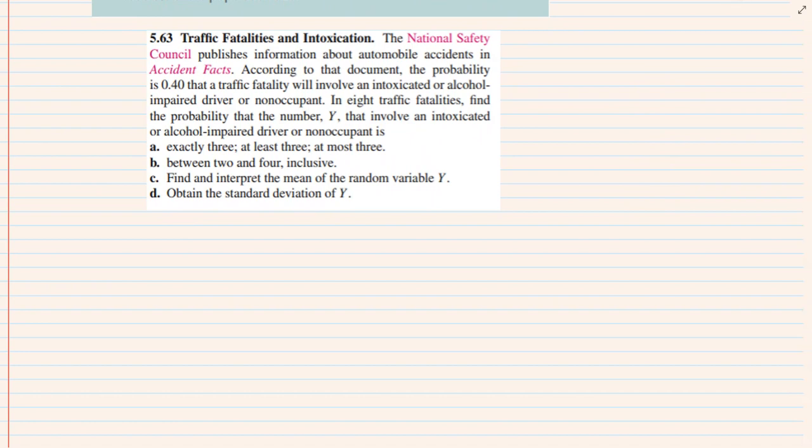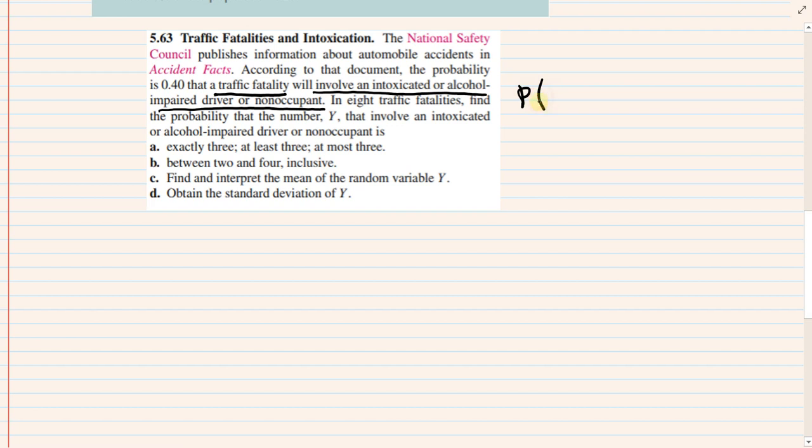So let's take a look at this example. In this example, we have traffic fatalities and intoxication. The question reads: the National Council publishes information about automobile accidents in Accident Facts. According to that document, the probability is 0.4 that a traffic fatality will involve an intoxicated or alcohol-impaired driver or non-occupant. So there you go. This is your success. We're talking about a traffic fatality. That's not a good thing. That involves an intoxicated or alcohol-impaired occupant. That's the condition that we defined. That's X, the random variable X.